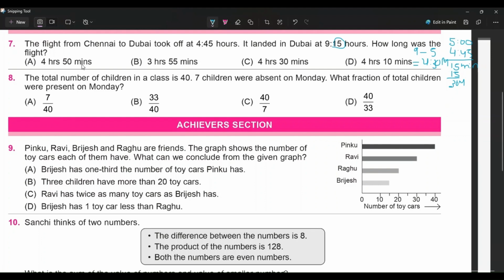Option A, 4 hours 50 minutes, wrong. Option B, 3 hours 55 minutes, wrong. Option C, 4 hours 30 minutes, is the right answer, children.